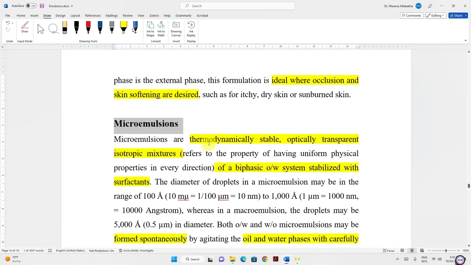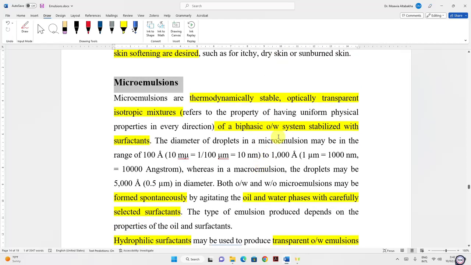Micro emulsions are thermodynamically stable, meaning they can be stable for a very long time, unlike the normal emulsion. Optically transparent, and you can see through. Isotropic mixtures, it's like a solution, meaning everywhere in the solution will have uniform physical property. It's very similar to a solution, but this is a biphasic oil in water or water in oil emulsion. It contains water and oil.